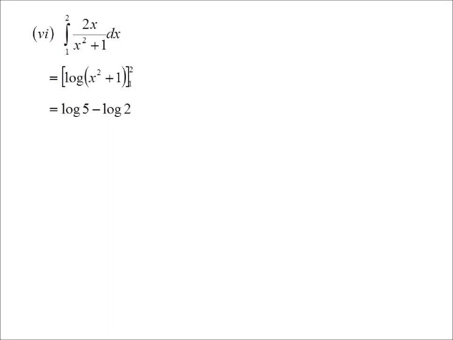In this case, it didn't actually matter, because x squared plus 1 is always going to be positive anyway. Because remember, you can't find the log of a negative number. So it's actually the log of the absolute value of whatever you get. Sub in 2, sub in 1, log 5 minus log 2, but using our log laws, we can turn that into the log of 5 on 2.